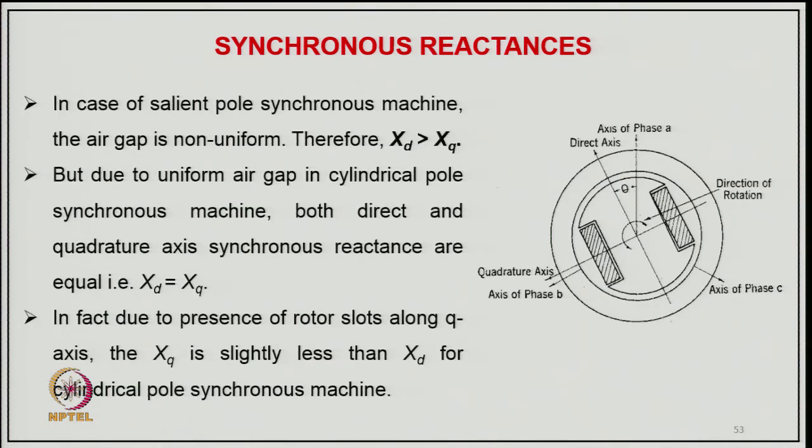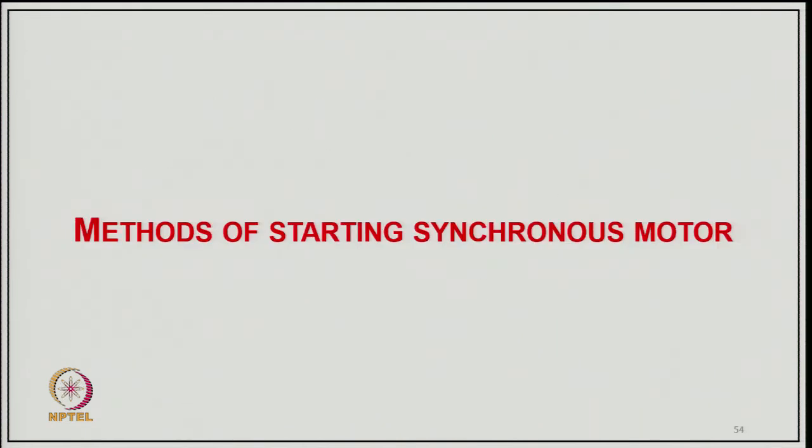In case of salient pole synchronous machine, the air gap is non-uniform. Therefore, Xd is much greater than Xq. But due to the uniform air gap in a cylindrical pole machine, both direct and quadrature axis reactances are equal, that is Xd equal to Xq. In fact, due to the presence of rotor slots along the q axis, Xq is slightly less than Xd for a cylindrical pole machine.